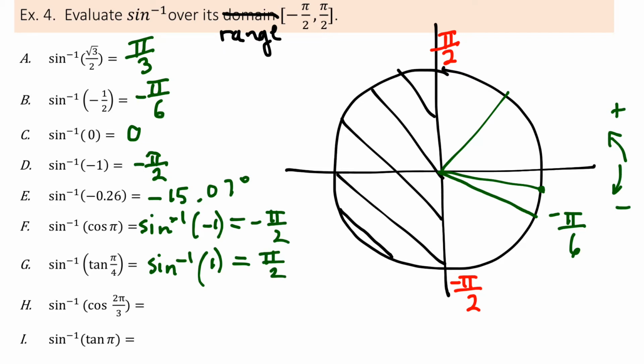Okay, so H says, what is the inverse sine of the cosine of 2 pi over 3? So let's find a number for the cosine of 2 pi over 3. That would be over here. The cosine of that number is negative 1/2. So the inverse sine of negative 1/2 means we're looking for the angle whose sine is negative 1/2. So negative 1/2, we're back over here, this angle again. So that is negative pi over 6.